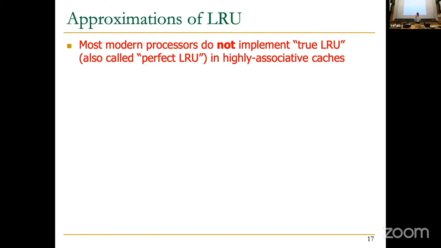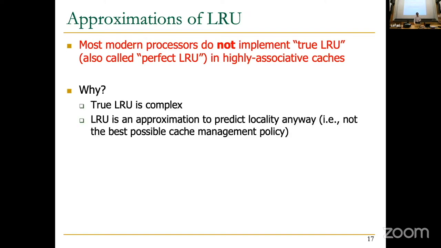Actually, there are 2 reasons why processors don't implement perfect LRU or keep track of the perfect ordering. One is true LRU is complex. We've just discussed this. The second is LRU is already an approximation. It's already a heuristic anyways. It's not perfect, clearly. It's not the best possible cache management policy, essentially. And people have shown that there are other cache management policies that are better, as we will see soon in some cases. So what do processors implement today?